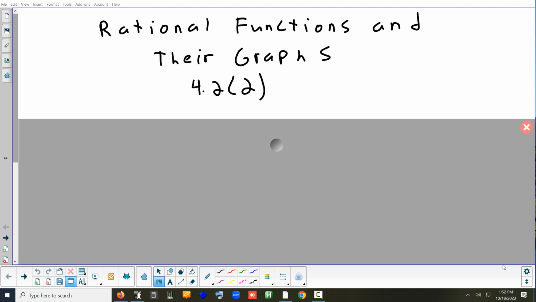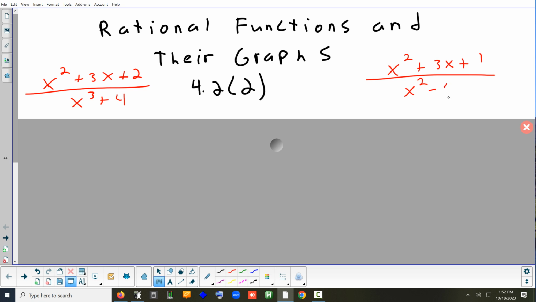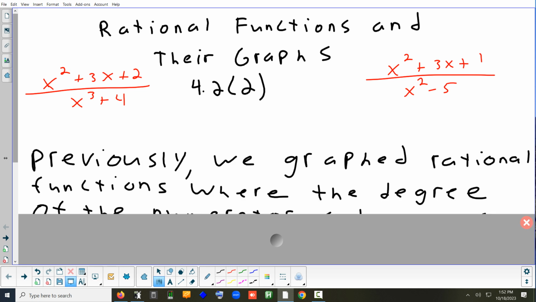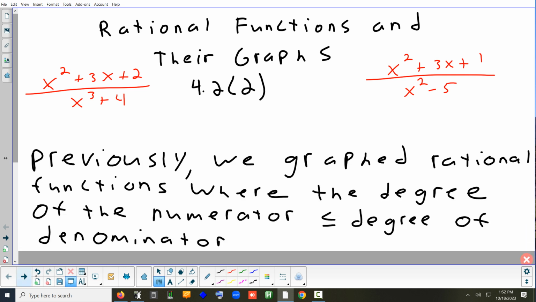So yesterday we looked at graphing some rational functions where the degree in the bottom was bigger than the top. So maybe you had something like x squared plus 3x plus 2 divided by x cubed plus 4. When we did that, the degree in the bottom was bigger. Or we looked at some where maybe the degrees were the same. The degree in the top is 2, the degree in the bottom is 2. So the degree of the numerator was always less than or equal to the denominator.